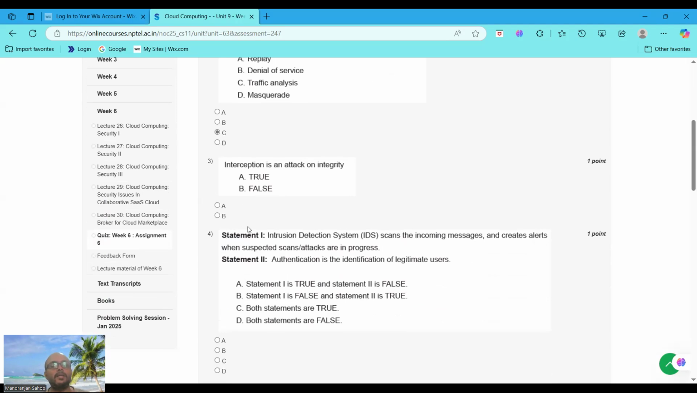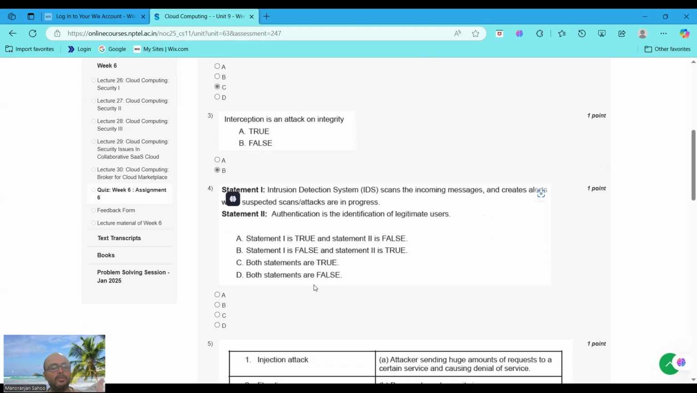Interception is an attack on integrity. It is a false statement, because interception attacks such as eavesdropping target confidentiality rather than integrity. Integrity attacks involve unauthorized modification of data, whereas interception focuses on unauthorized access. That's why it is a false statement. Moving to question number 4.